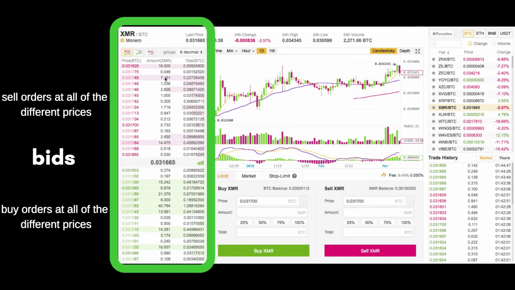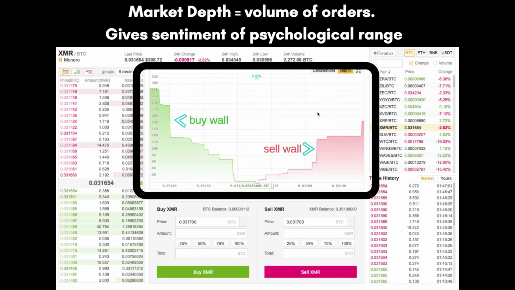So they're selling Monero up here and they're buying Monero right here. And this is the price that it's at right now. And then the price difference between the top buyer and the lowest seller is called the spread. So right now it looks like there's a spread of 62 Satoshis, or 0.000062, because if you add that value to here, then it'll equal this, and if you subtract it from here, then it'll equal this. And that's the spread.